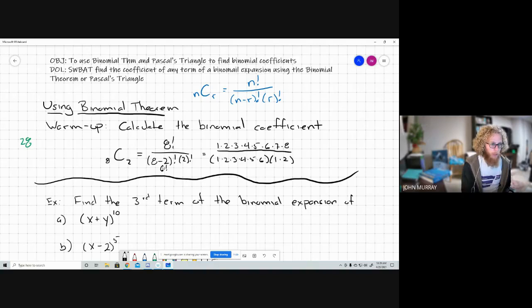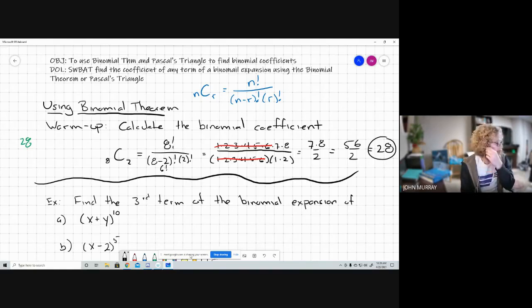So the 8 factorial we have up there, and then 6 and 2. We can cancel out almost everything in the numerator with the 6 factorial. So we're left with 7 times 8 over 2. And 7 times 8 is 56. 56 over 2 does get us 28. Good job.